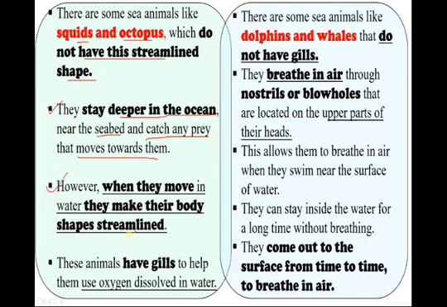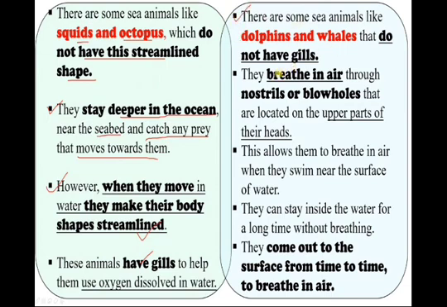However, when they move in water, they make their body shape streamlined. Actually, they don't have the adaptation of streamlined shape, but when they move in water, they make their body shapes streamlined. These animals have gills to help them use oxygen dissolved in water, to breathe and take dissolved oxygen from the water.